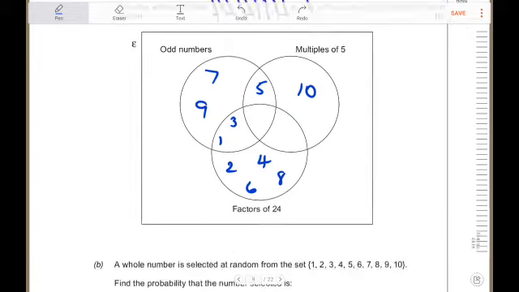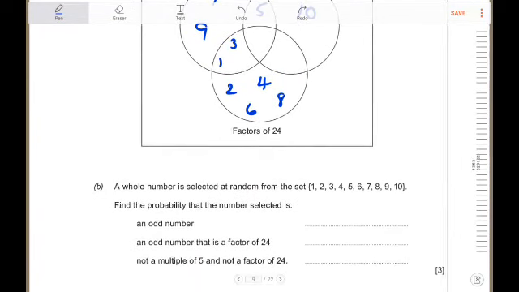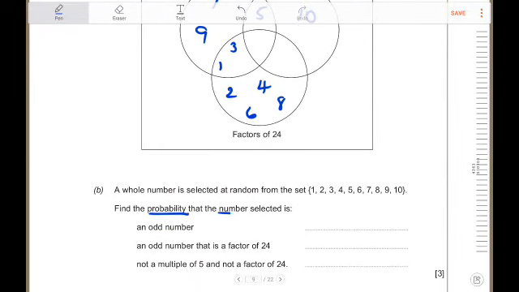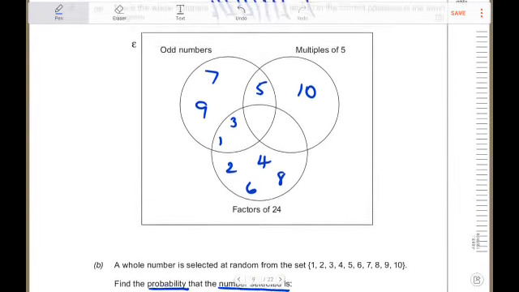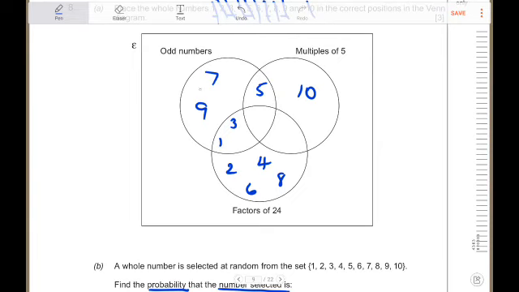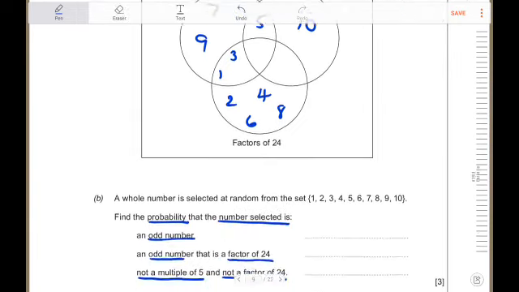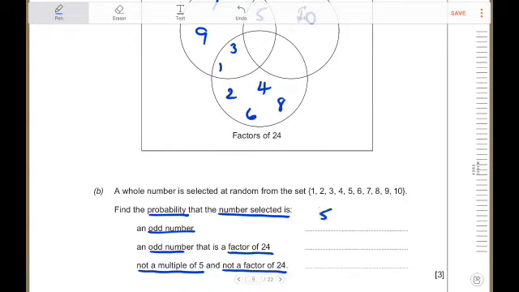Well, the second part of this question then says, find the probability that the number selected is an odd number, a factor of 24, not a multiple of 5 and not a factor of 24. Well, let's look at the first one then, odd number. So the probability of picking an odd number from the whole universal set is, how many odd numbers have we got? 1, 2, 3, 4, 5. We've got 5 odd numbers out of 10 numbers. So the probability is 5/10.